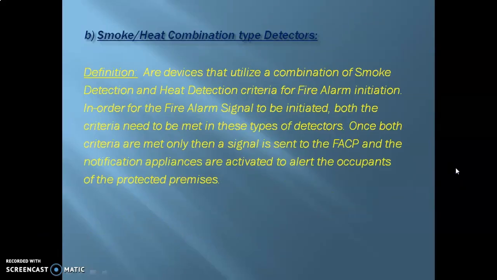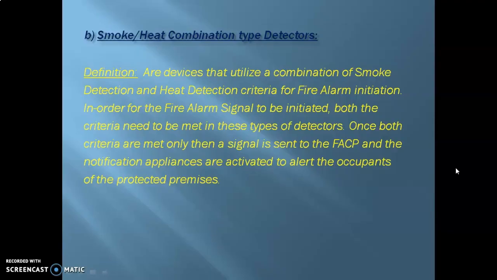So now let's talk about the smoke and heat combination type of detectors. As you can understand from the name itself, these are smoke detectors that use a combination of smoke detection plus heat detection in order to confirm and generate a fire alarm signal. For these combination detectors to initiate a fire alarm signal, both the criteria of smoke detection plus heat detection need to be met.